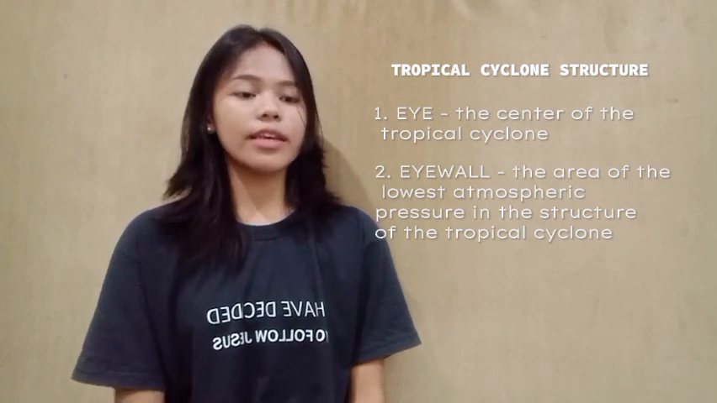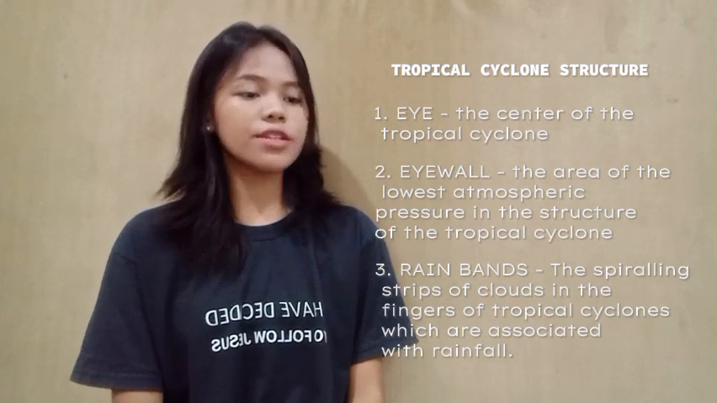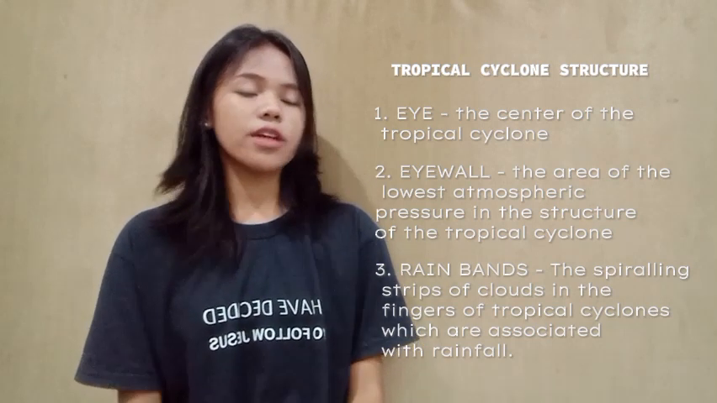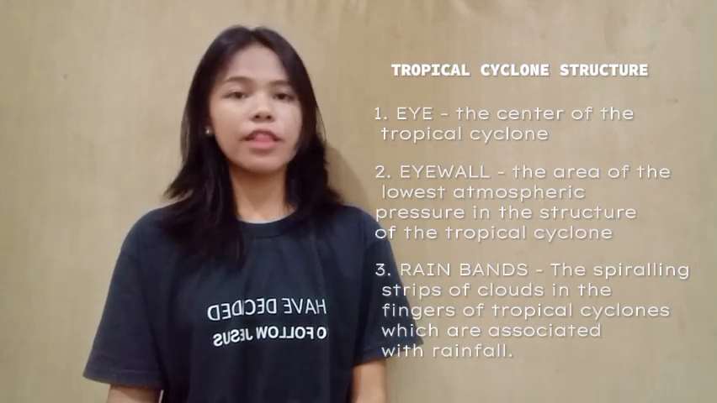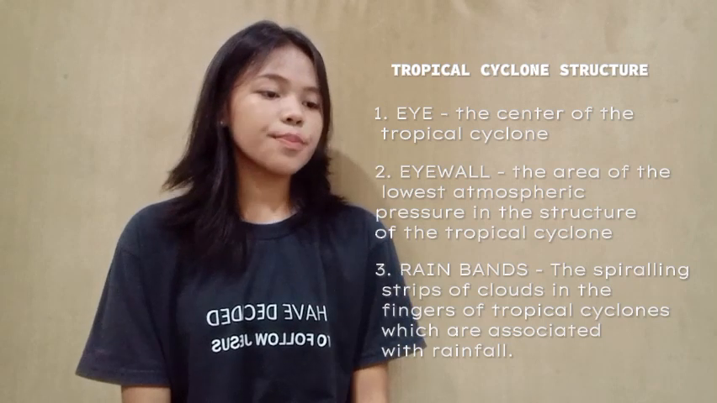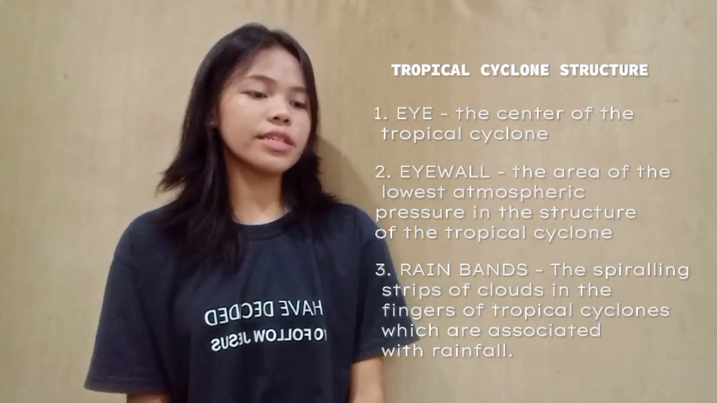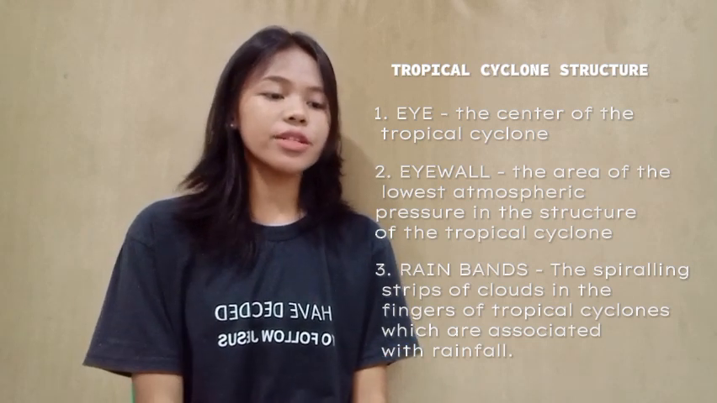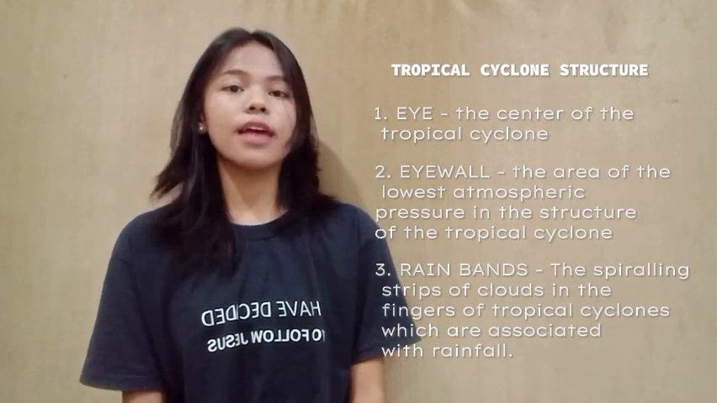And the third one is the rain bands. Rain bands are the spiraling strips of clouds in the fingers of tropical cyclones which are associated with rainfall. They are bands of clouds and thunderstorms that spiral outward from the center, creating a series of concentric rings around the eye. These rain bands bring additional rainfall and can contribute to the cyclone's size and impact.